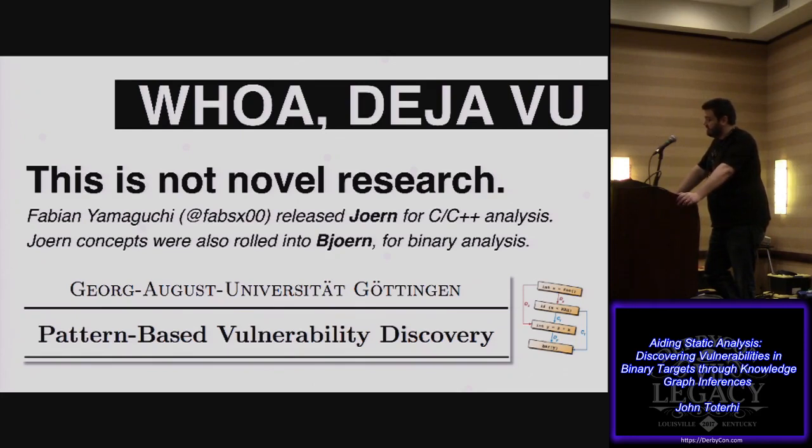He released a tool called Joern that focused on C and C++, and he did everything from scratch. He's done so much more than this research, and it's amazing to see the entire progress. So Joern is really cool. Once he graduated, I think he's at ShiftLeft now, which does the same thing for Java code. And these same concepts were rolled into something called Bjoern, which is the binary analysis version of this.